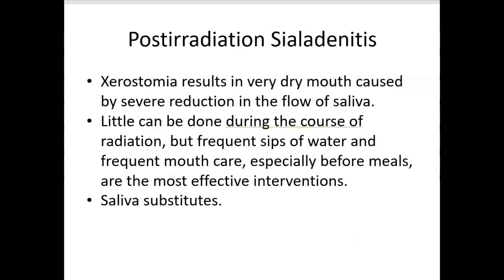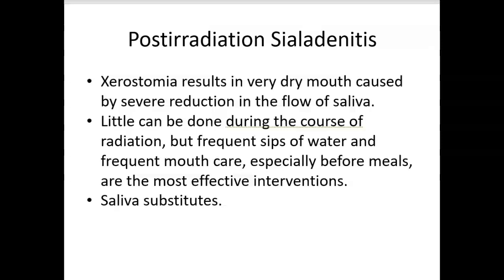The salivary glands are sensitive to ionizing radiation. Exposure of the glands to radiation produces a type of sialadenitis known as xerostomia, or very dry mouth caused by severe reduction in the flow of saliva. Xerostomia may be temporary or permanent depending on the dose of radiation and the percentage of total salivary gland tissue irradiated. Little can be done to relieve the patient's dry mouth during the course of radiation therapy.